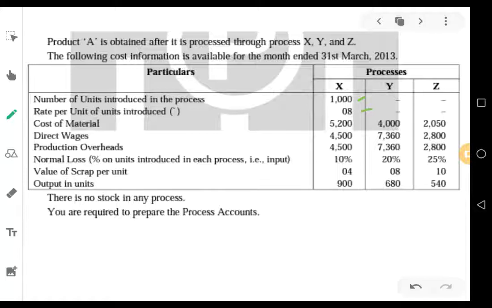Production overheads. Then normal loss is given as a percentage of the number of units introduced into each process. That percentage of normal loss should be calculated on the number of units inputted into the respective processes. At the same time, the units that are normally lost in the process of manufacturing are sold as scrap.